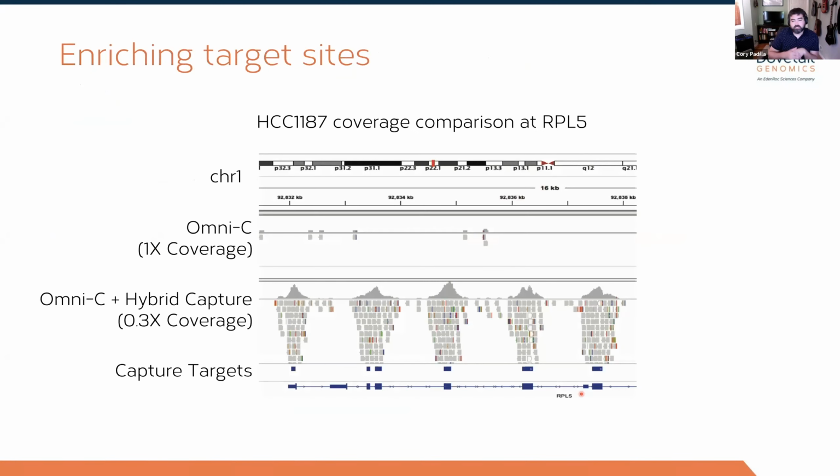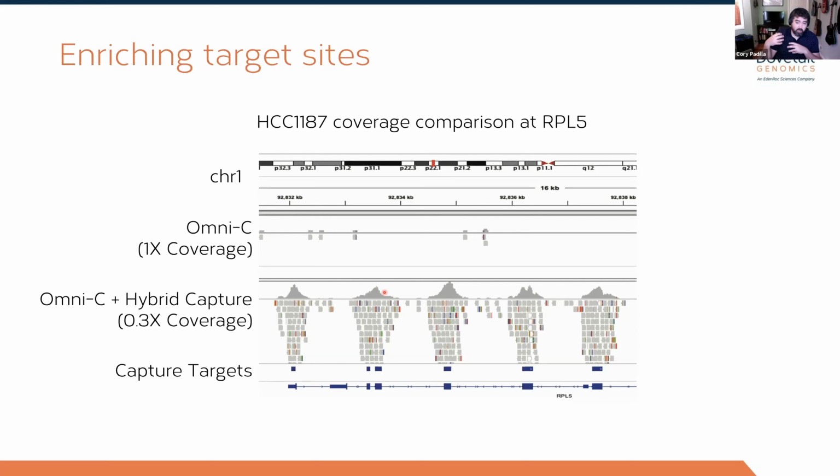So here is just a snapshot from a genome viewer where we're looking at RPL5, and here is the RPL5 gene. Here are the capture targets here in blue. And then here we're looking at Omni-C coverage sequenced at only 1x coverage versus the Omni-C hybrid capture approach only sequenced at 0.3x coverage. As you can see, 1x coverage is fairly sparse. We expect that at 1x coverage, you're not really going to do a great job of covering the genome. But when we introduce the hybrid capture panel, we're enriching over those target sites, just like you would expect with a shotgun library set or a whole genome sequencing library set.